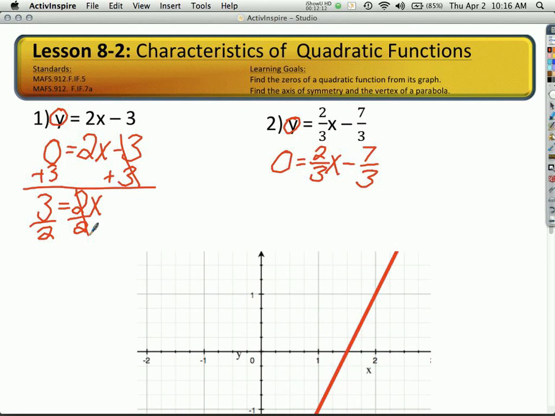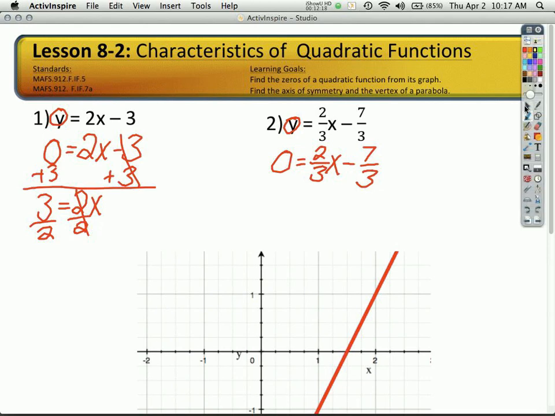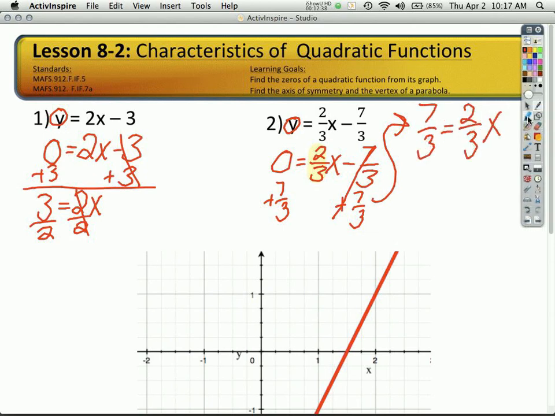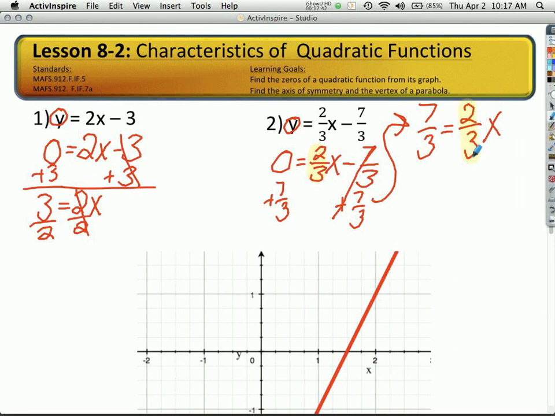Number 2 is a little bit trickier. It's not tricky, but I tend to have more students who don't remember how to deal with this. But we're going to make sure you do remember. Just because it's a fraction doesn't change what you do. Add 7/3 to both sides. This cancels out. I'm going to continue over here. And we get 7/3 equals 2/3 x. Now, I need some students to remind us, how do we get rid of the 2/3?